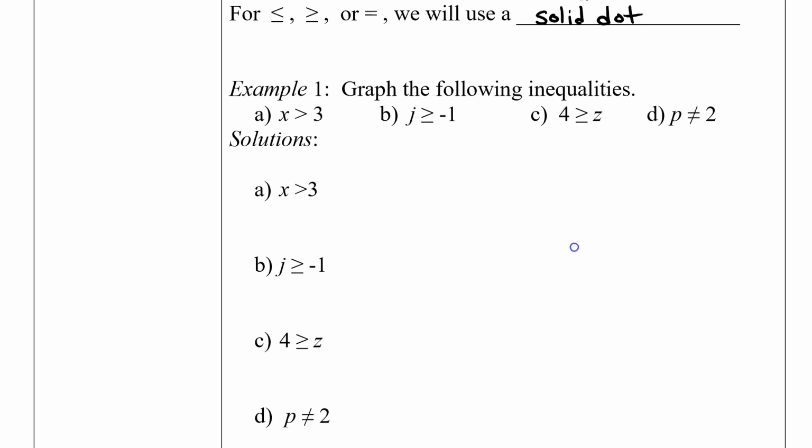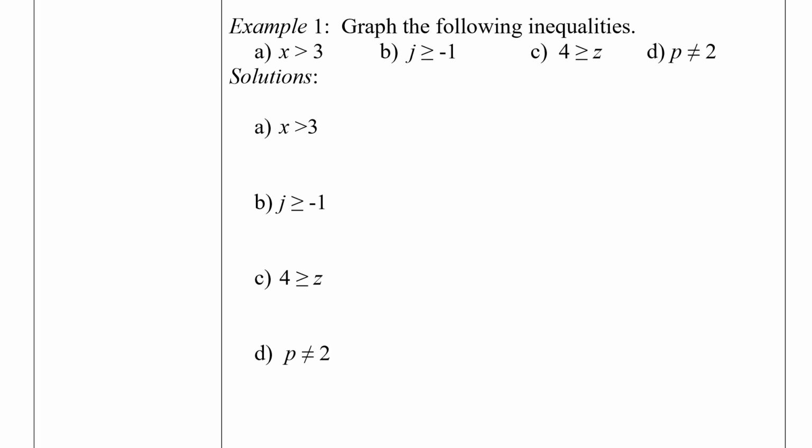So let's just graph the following inequalities. So x is greater than 3. What I want to do first is create my number line. I'm going to put my 3 right in the middle. There's no point in making a crazy number line because the only thing that we need to show here is 3. Now, we will be using a hollow dot because it's not less than or equal to. It's simply greater than.